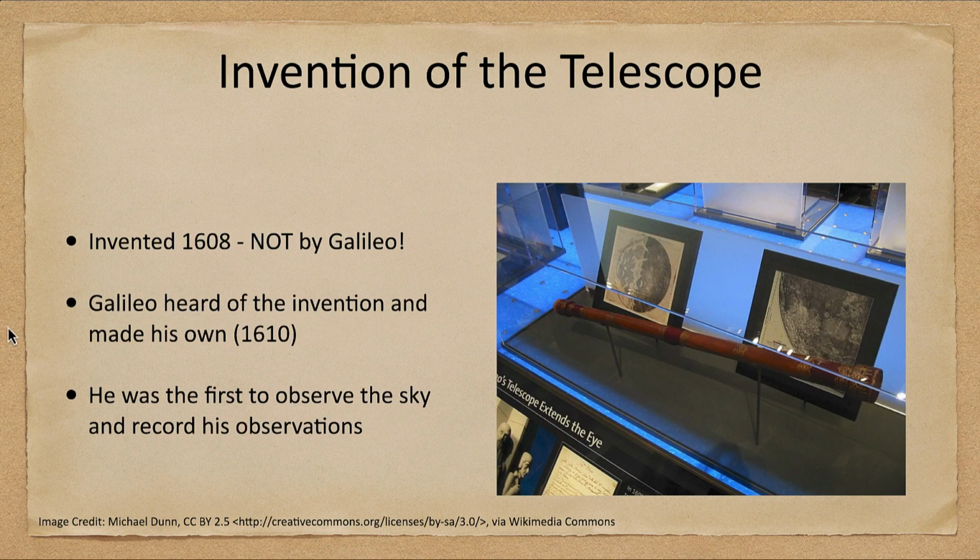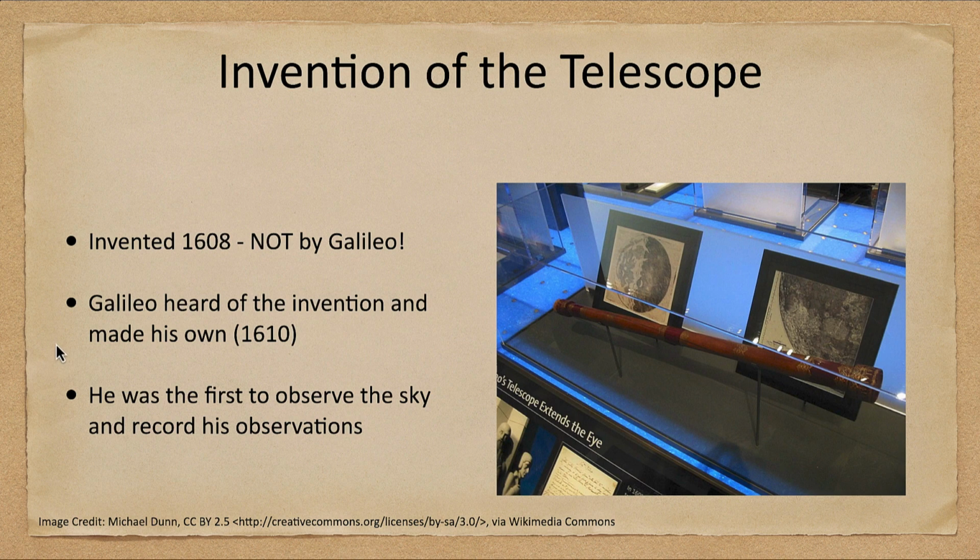Now let's look at the early telescopes. The telescope was actually invented in 1608. And as we mentioned in a previous lecture, it was not invented by Galileo. Galileo did hear of the invention and made his own telescope. And he was the first to observe the sky and to record his observations, which is often why he gets credit for the telescope, but he really did not make the invention himself. It is something that he heard of.